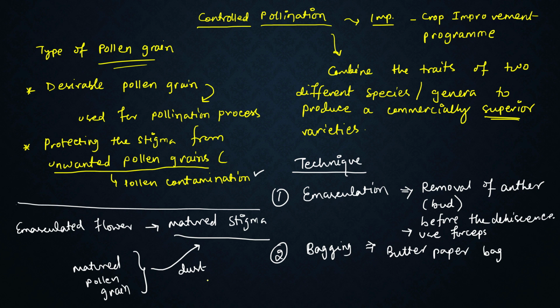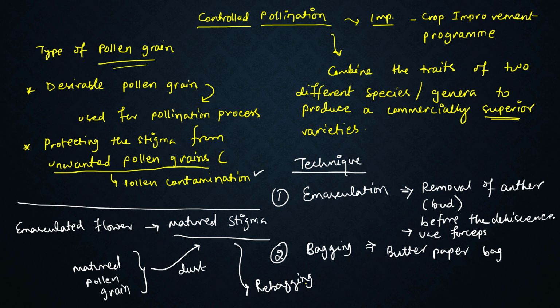Once the matured pollen grain has pollinated the matured stigma of the emasculated flower, we can go for a process called rebagging. Rebagging, why?